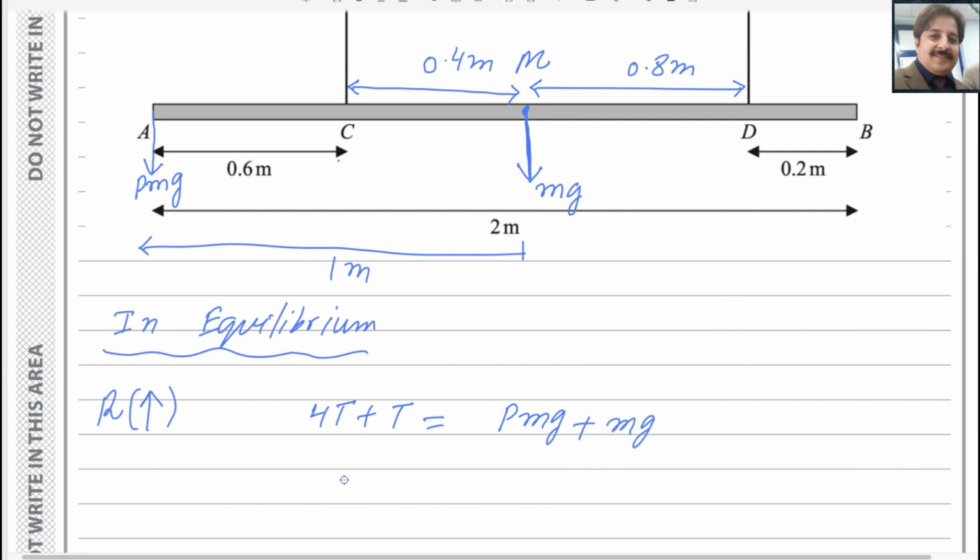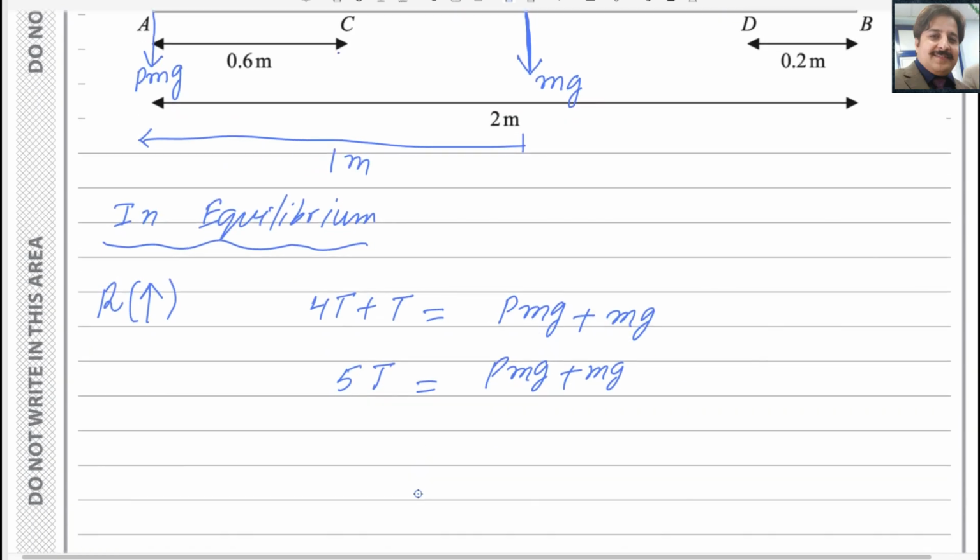So you can get the value of T from here. 5T equals pmg plus mg. You can divide both sides by 5 to get the value of T. So T equals pmg plus mg, divided by 5. So this is the tension T.